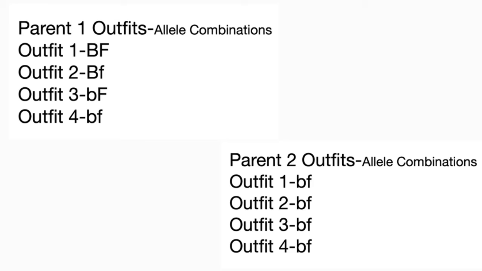So now, let's look at the outfits we created. For parent 1, he had capital B, lowercase b, capital F, lowercase f. And from that, we made capital B, capital F, capital B, lowercase f, lowercase b, capital F, and lowercase b, lowercase f. Parent 2 is easy. They only had all lowercase letters, so all of their outfits are going to look the exact same: lowercase b, lowercase f.